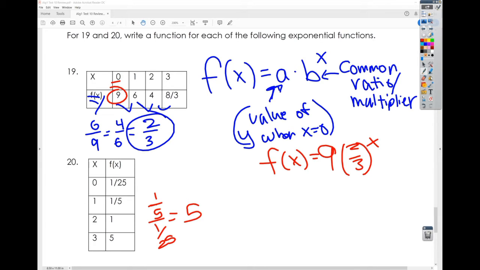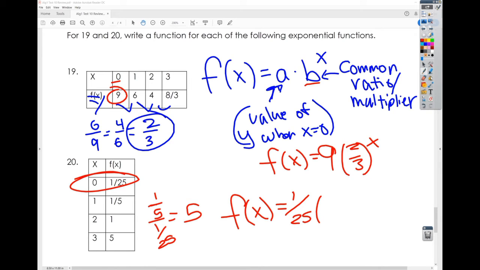So that's the common ratio value, the value of b. And then we've got the value of y when x is 0, which is 1 over 25. So now I can say that the function rule for this situation is going to be 1 over 25 times 5 to the x power.